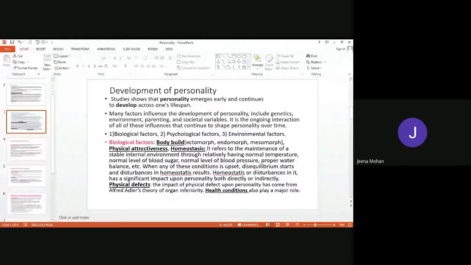So when we talk about the body build, Sheldon classified people according to three basic body types, or we can say somatotypes. Somato means something related to the body. So these body types determine our personality. Sheldon classified people into three types: ectomorph, endomorph, mesomorph. This classification is based on body types, and according to Sheldon, these body types determine our personality.